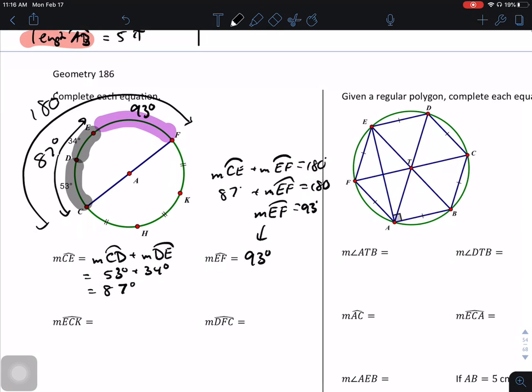What's the measure of arc ECK? Let me highlight that. ECK. I don't know at this point. What's the measure of arc DFC? Also don't know at this point. Actually, no, I do know that one at this point. DFC, that's everything around the circle but the 53. So that's 360 degrees. We're not using the 53. That means we're left with 307.